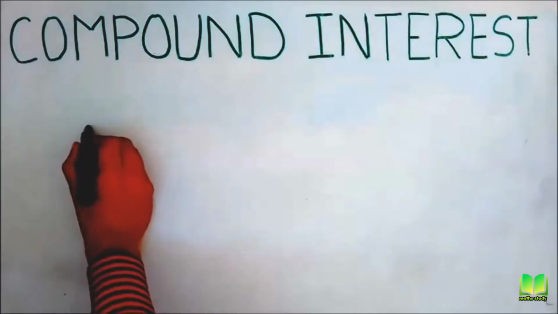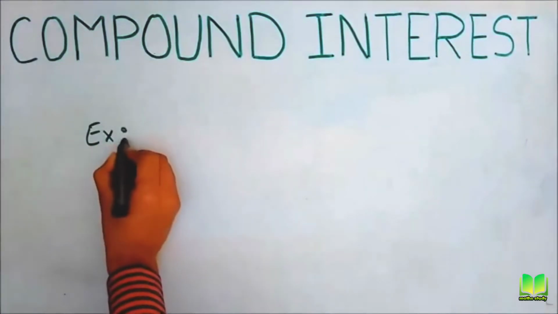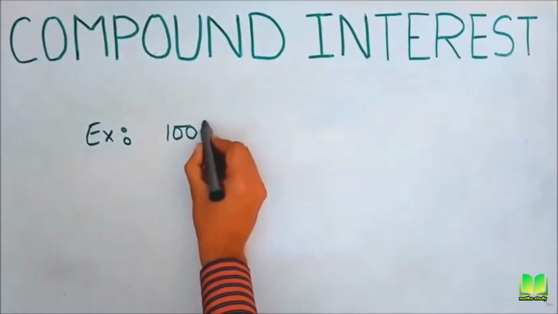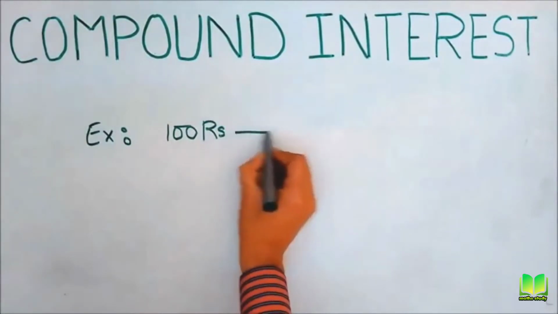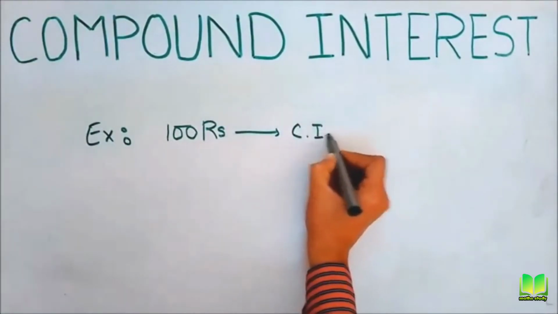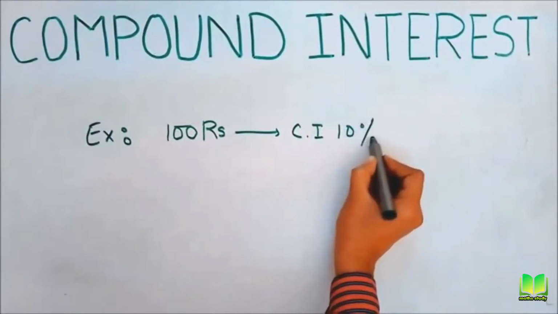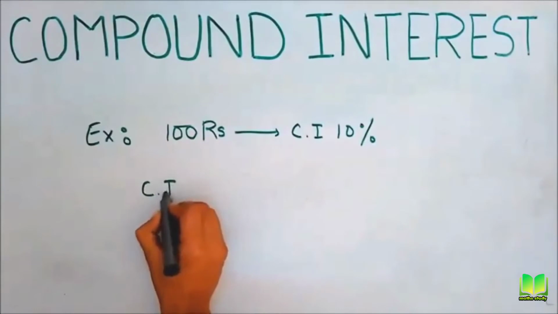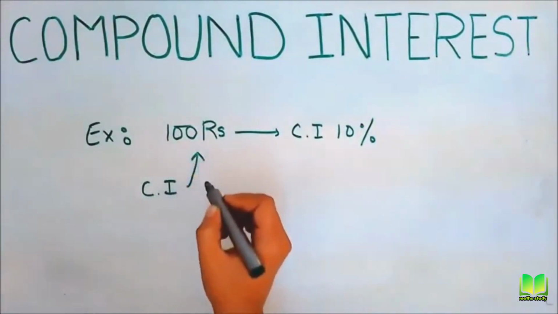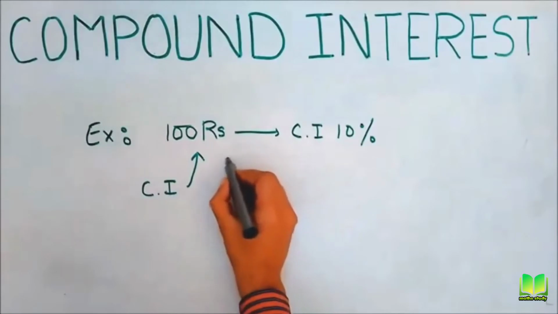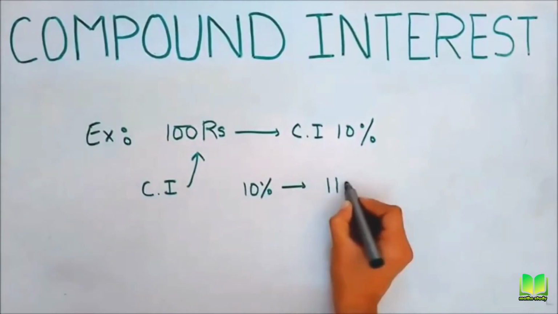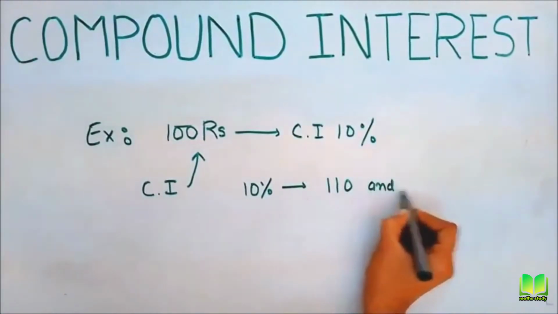For example, suppose we take 100 rupees at the rate of compound interest at 10%. After 1 year we cannot pay the amount, so the compound interest imposed on 100 rupees at the rate of 10% for the first year is imposed on 110 rupees and so on.